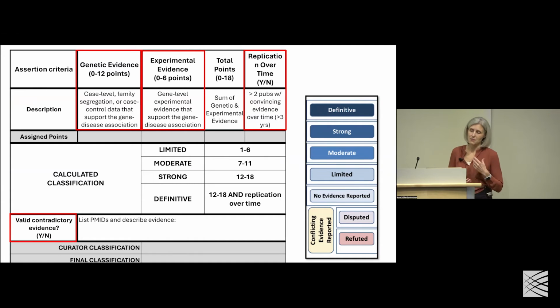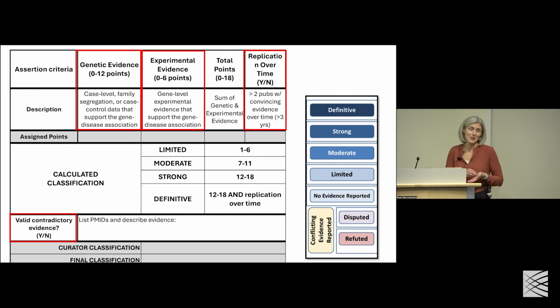So one of the major contributions of this paper, in addition to the framework, was defining the terminology we use to describe the strength of gene disease relationships. Prior to these guidelines, every lab kind of had their own way of describing these, right? So one lab may have a red to green scale, where a red gene is one that is implicated in disease, a green gene is not.